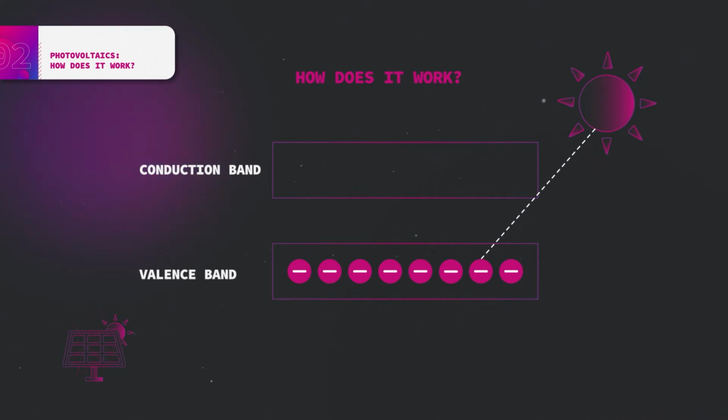One photon helps the electron to overcome the energy gap and to reach the conductive band. This is called internal photo effect. With a surplus of electrons in the conduction band, an electric field is created, which results in a voltage and, when connected, in a current.